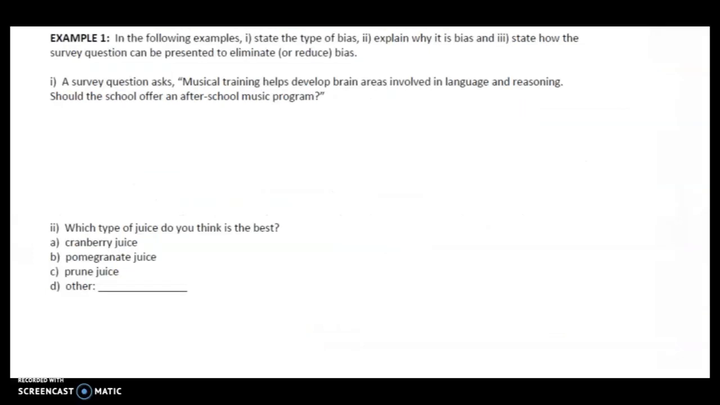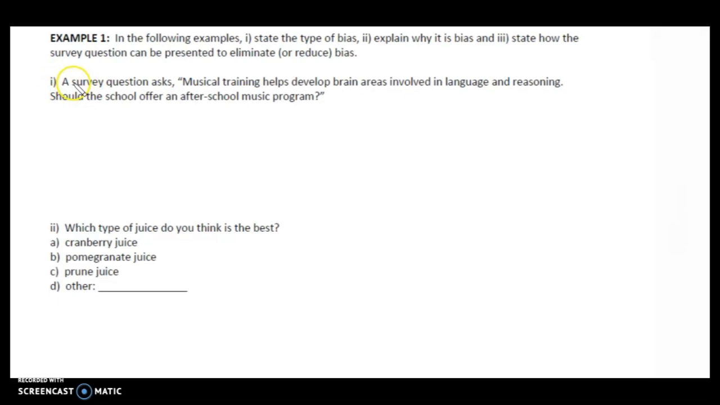Example 1. In the following examples, number 1, state the type of bias that we're looking at. Then explain why it is a bias and state how the survey question can be presented to eliminate or reduce the bias.